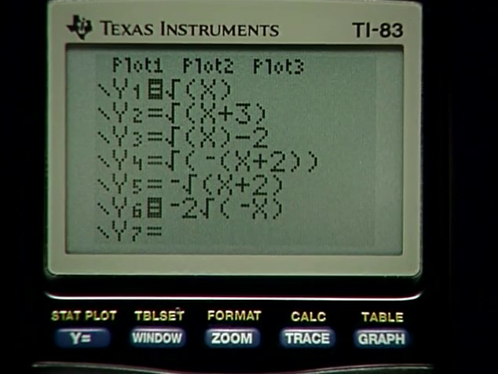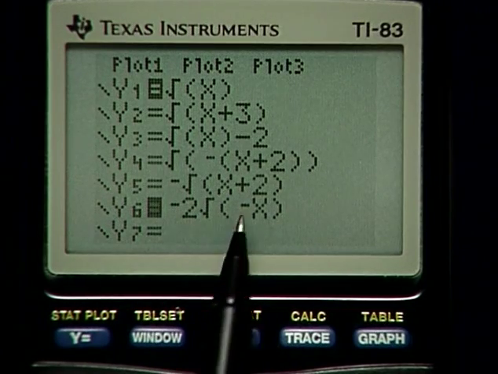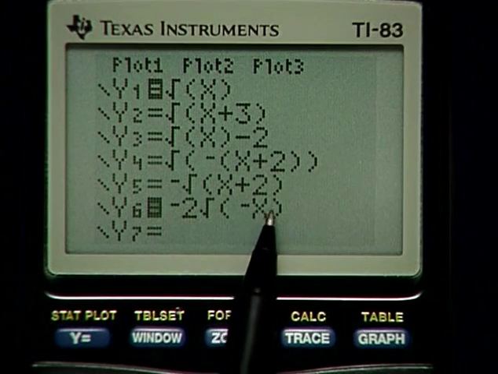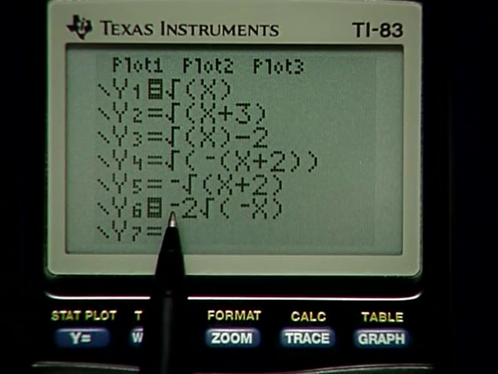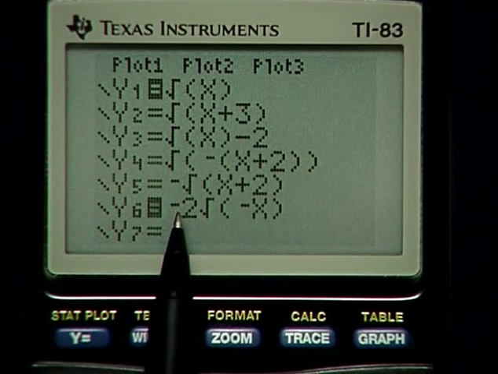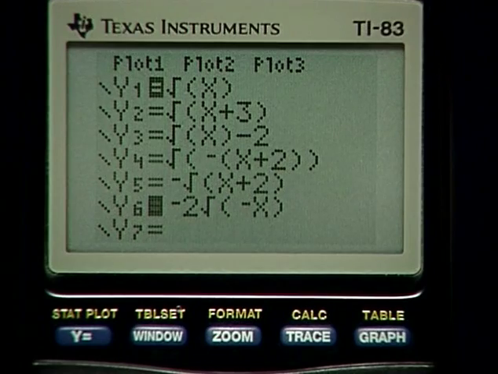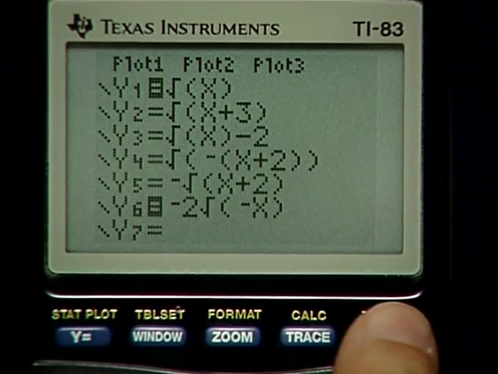Now let's see what we might expect. The negative sign here on x will cause the graph to reflect in the y-axis. This negative sign will cause the graph to reflect in the x-axis. Now the 2 will cause each vertical distance to be twice as far as they would be on the original graph. So the graph will look, well, let's see how it looks.